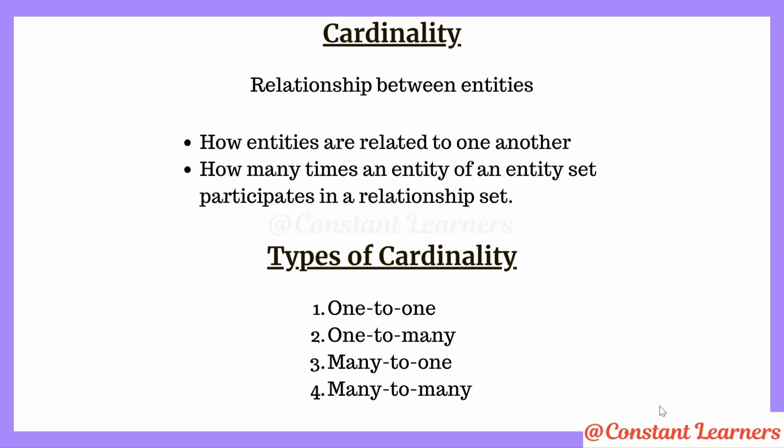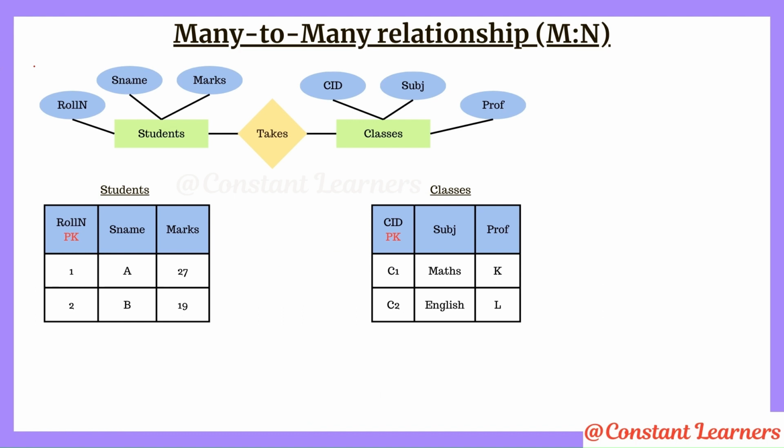In the previous video, we discussed cardinality, which is the relationship between entities. That is how entities are related to one another and how many times an entity of an entity set participates in a relationship set. In the previous two videos, we've also discussed one-to-one, one-to-many, and many-to-one relationships. In today's video, we are going to discuss many-to-many relationship. And this also we're going to discuss using both ER model as well as the relational model. All right, let's get started.